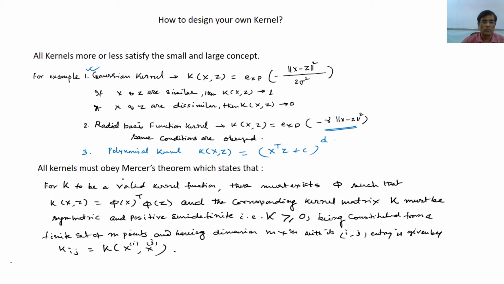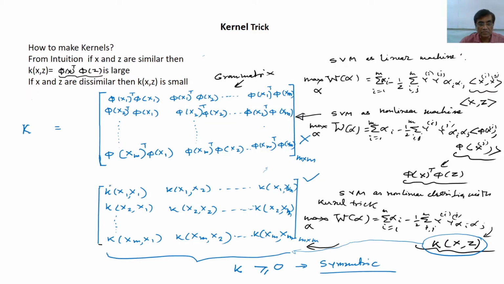Then another, more formal way of making a kernel is that all kernels must obey Mercer's theorem, which tells us that if k is to be a valid kernel function, so these are actually kernel functions. And this is the kernel matrix, which is a square matrix. So the kernel function is doing this job. This could be your Gaussian kernel, linear basis kernel, or whatever. So in the algorithm, you will actually compute this.